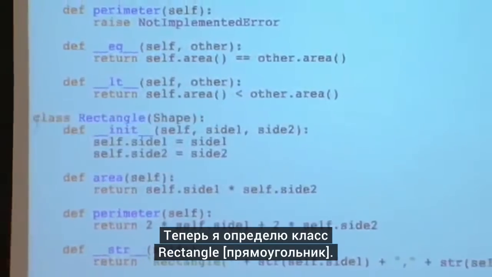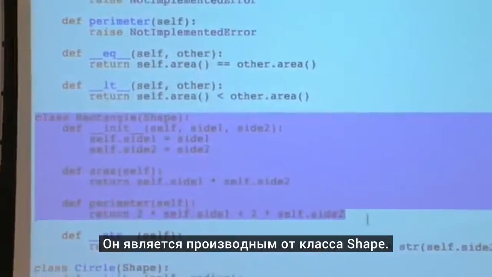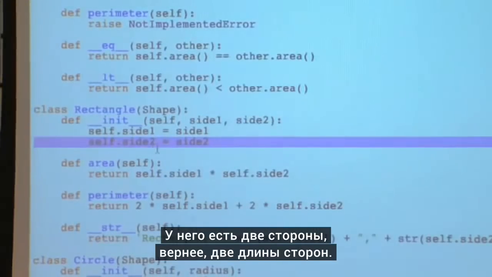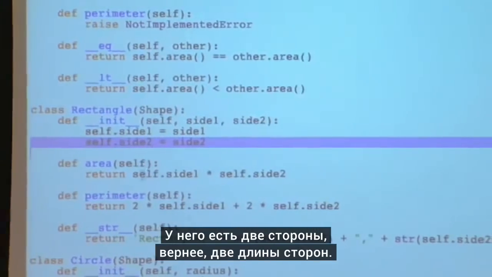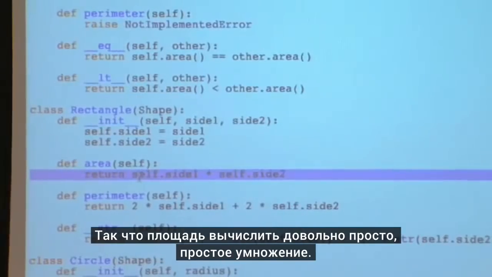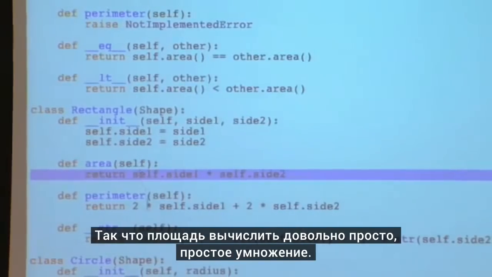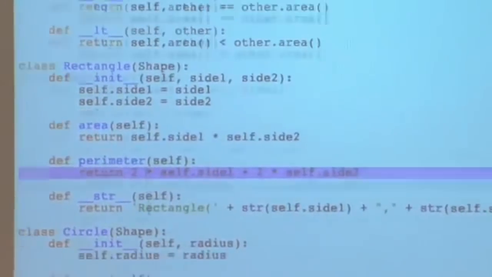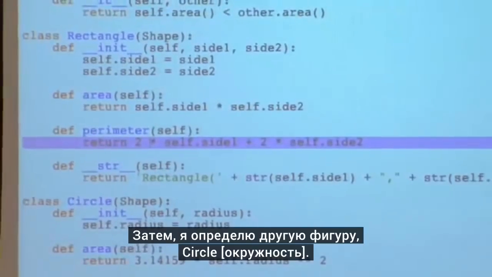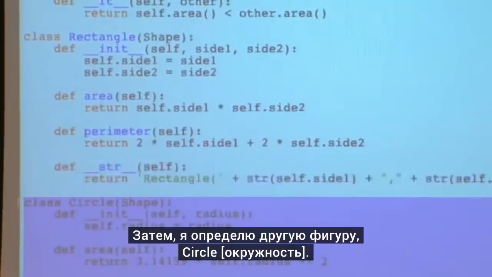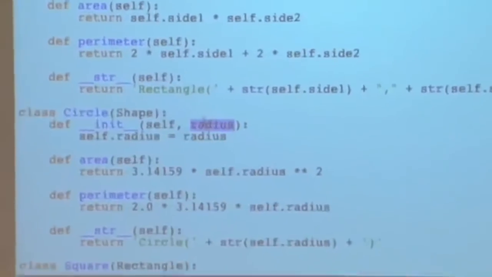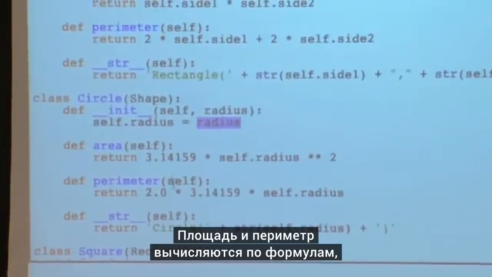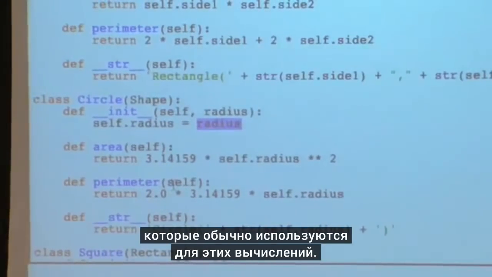So now I'm going to define a class rectangle. It inherits from shape. It's got two sides, or the lengths of two sides, right? So the area is pretty easy. It's a multiplication. And the perimeter is just the sum of the four sides. And then I'm going to define another shape, circle. It's got a radius, and it does the area and the perimeter in the way that you expect a circle to do the area and the perimeter.